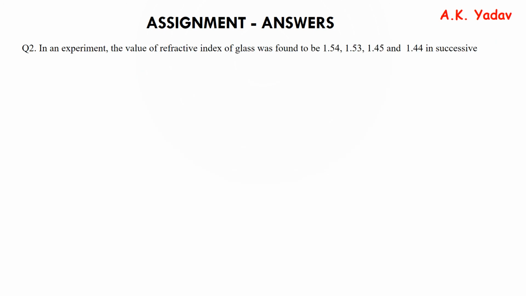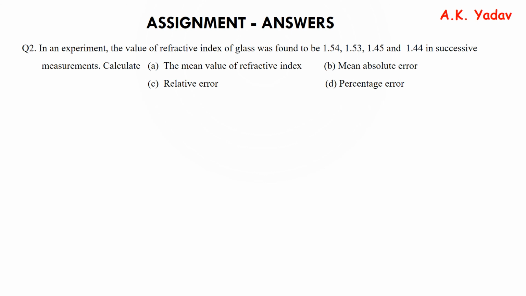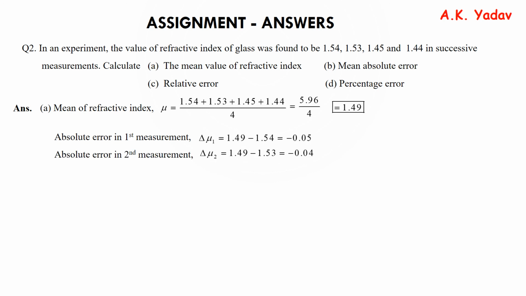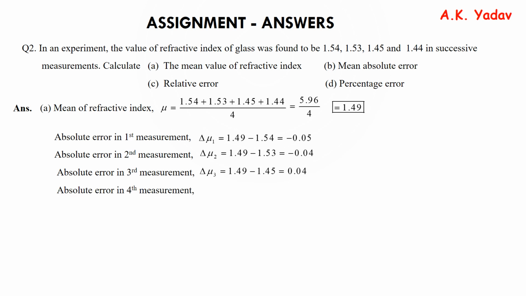Let's move to question number 2. Okay, these are the values. How many? 4 are there. First is to find the mean value. So the sum of all divided by 4 will give me 1.49. Second is the mean absolute error. First is the absolute error in the first measurement, that is 1.49 minus 1.54, that is minus 0.05. Similarly doing for the second, third and fourth, we will get these values.